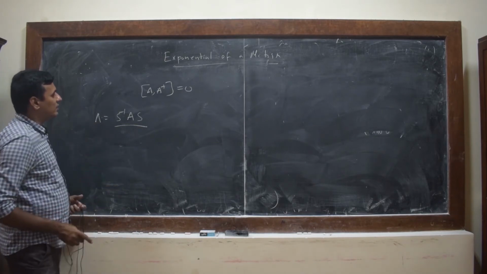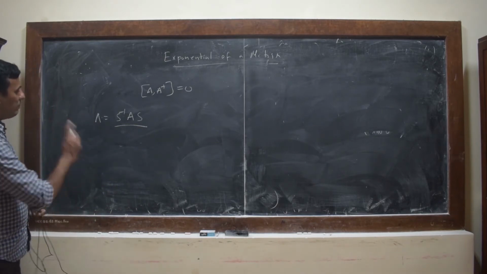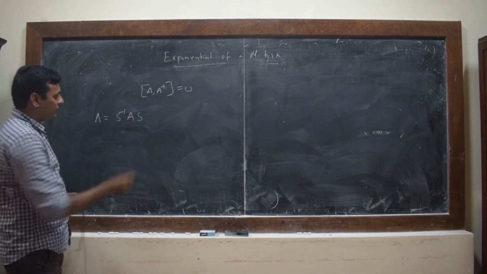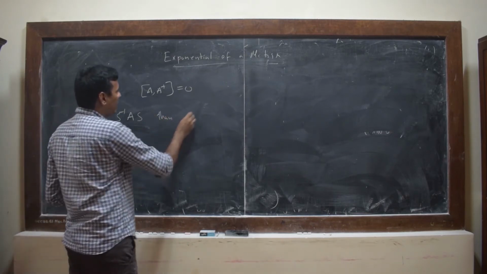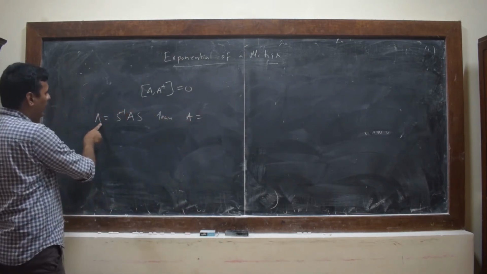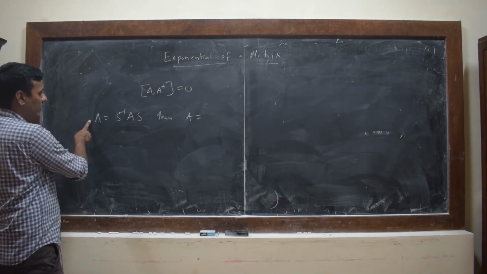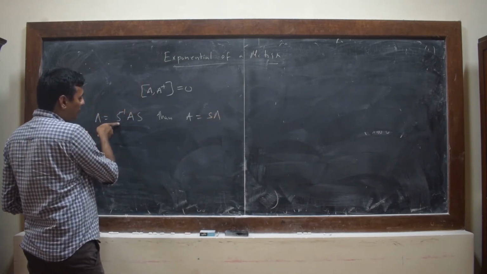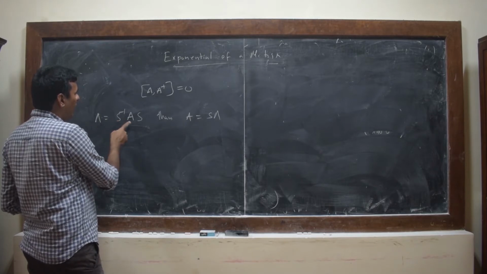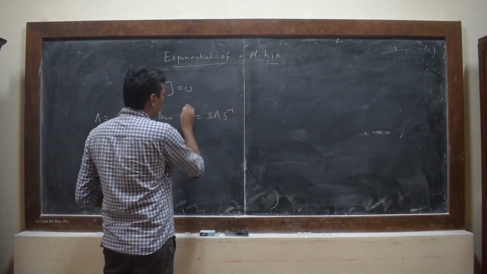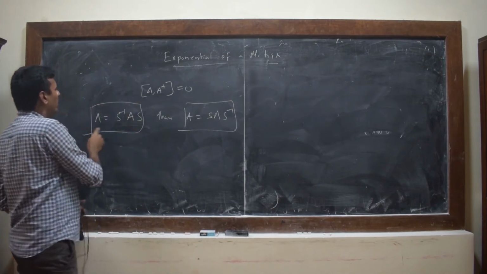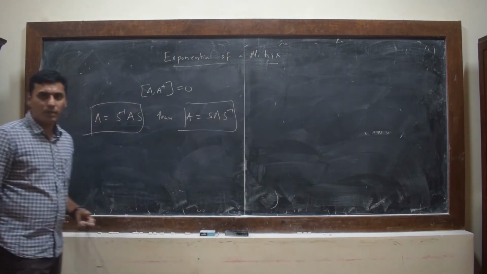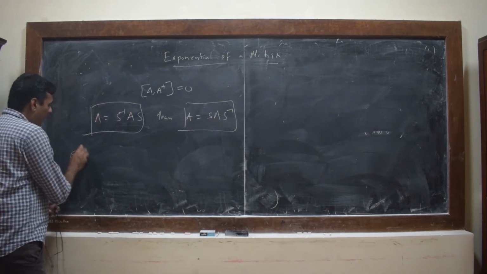So, if lambda is equal to S inverse A S, then what is A? If you multiply S from the left hand side, you will get S lambda, and if you multiply by S inverse here, S into S inverse will be identity, and then S lambda S inverse will be your A. If lambda is S inverse A S, then A will be equal to S lambda S inverse. And now I need to evaluate e raised to A.